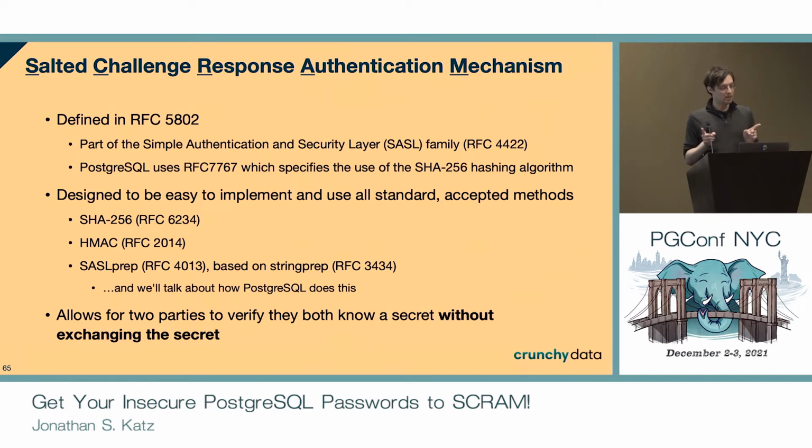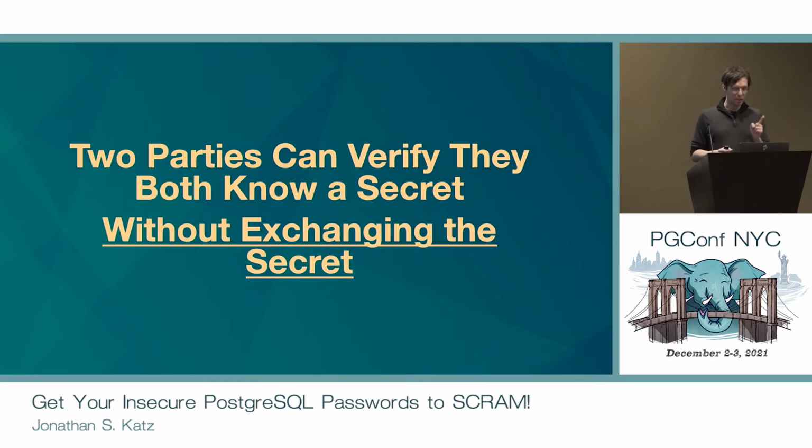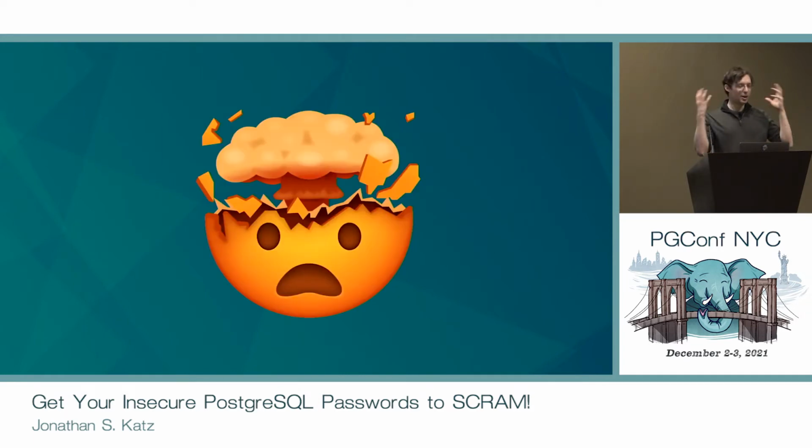What makes SCRAM special is that it allows two parties to verify that each party knows a secret without ever exchanging the secret. So let me repeat that again, because this is a really important point. Two parties can verify they know a secret, like a password, but they never have to send the secret to each other. When I first realized that, when looking at SCRAM, this was a mind-blowing moment. It's like, wow. So we can basically determine we both know something without ever exchanging it. I always find that so cool.